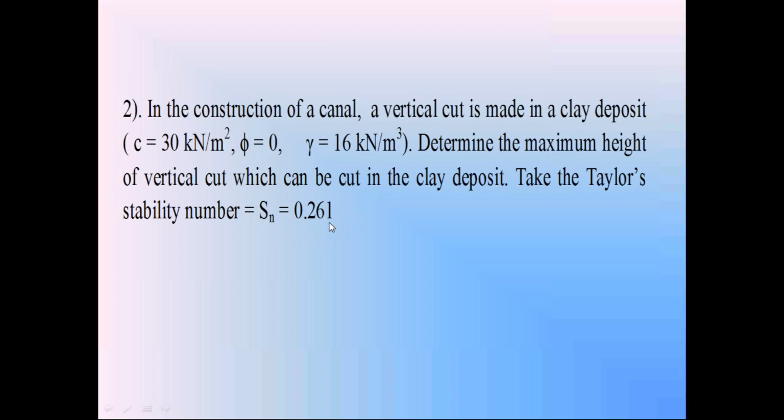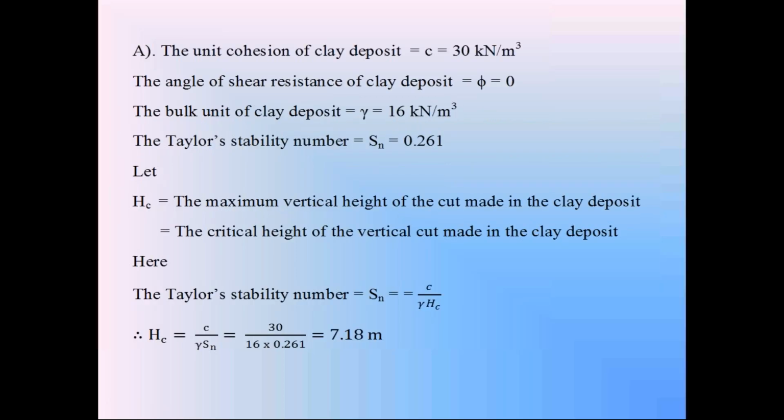So coming to the solution of this problem, we are going to use the Taylor stability analysis to solve it. In this problem, they have given the cohesion C equal to 30 kilonewton per meter cube.